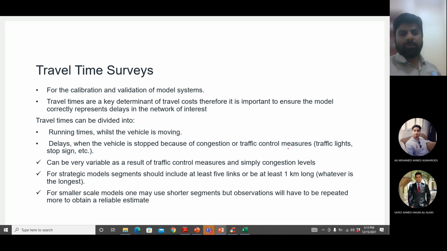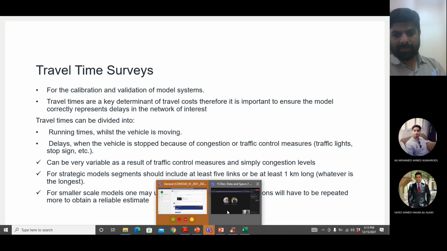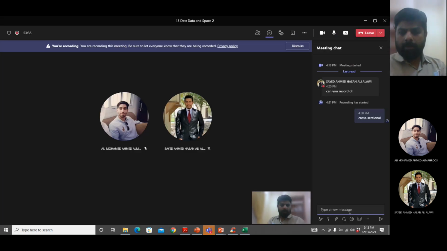Travel time is also an important parameter for calculating travel cost, because travel cost depends upon the time you are consuming on the route. So there are models and factors available by which you can convert time into cost. We call it value of time. Those factors are known as value of time.